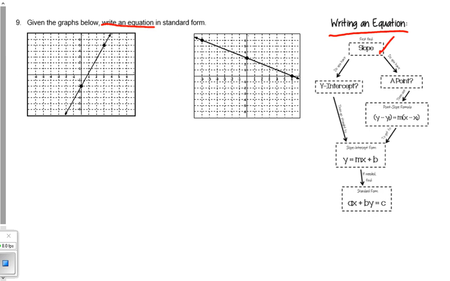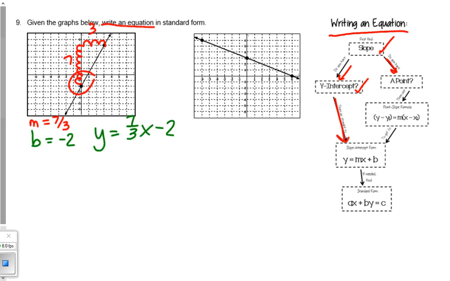So on this graph over here, there's some dots for you to count. So we've got 1, 2, 3, 4, 5, 6, 7. Then over 1, 2, 3. So m is 7/3. Okay, cool. Then I have to decide, okay, do I have a y-intercept or do I have a point? Well, lucky us, it's on the y-axis right there, so I have a y-intercept. I get to jump all the way down to y equals mx plus b. So my y-intercept, b equals -2, and I can go straight to y equals 7/3 x minus 2.